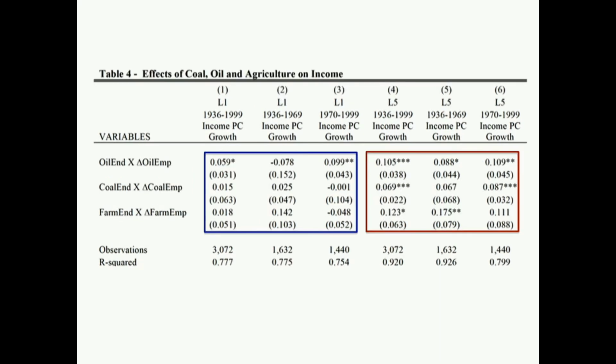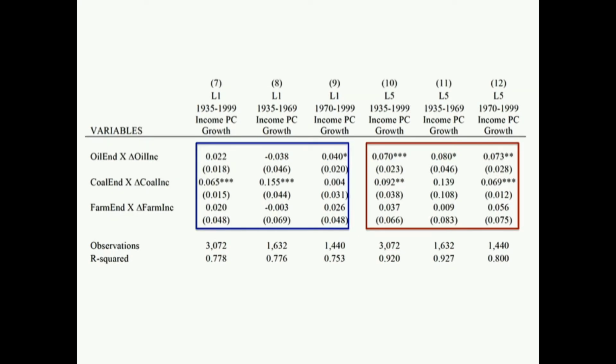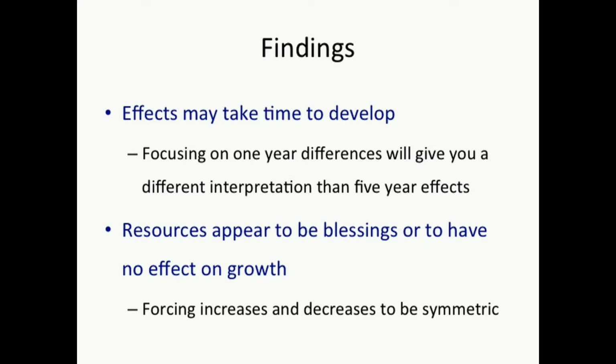You're seeing similar things. This is now the income, so before we had the employment, and this is the income. And again, you're seeing similar things, although less in the farm sector. Okay, so let's just take stock before we go into the next set of analyses. What do we want to say about this? First of all, the effects may take time to develop, so this idea that you're going to see a 1-year effect, which is the thing that's most commonly estimated, would give you a different interpretation, right? So you do want to be a little bit careful about that. The other thing is that resources appear to be blessings or to have no effect. We don't see any evidence so far of that negative coefficient we talked about before, right?